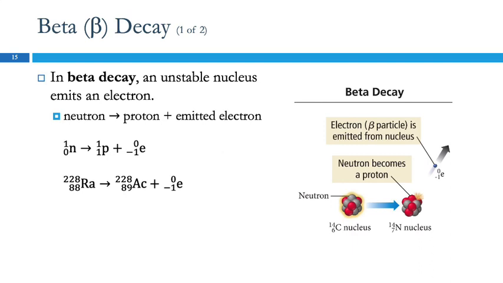The next type of radiation is beta decay. So here, an unstable nucleus emits an electron. What sounds wrong about that? What are in the nucleus? Protons and neutrons. So how can this thing that's protons and neutrons emit an electron? Right? So what happens here is that a neutron changes into a proton and an electron. I'm not making this stuff up.